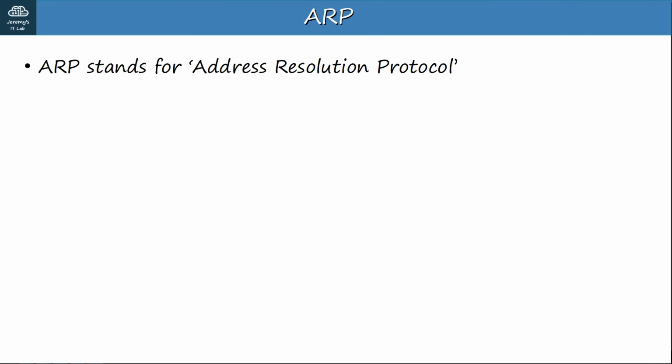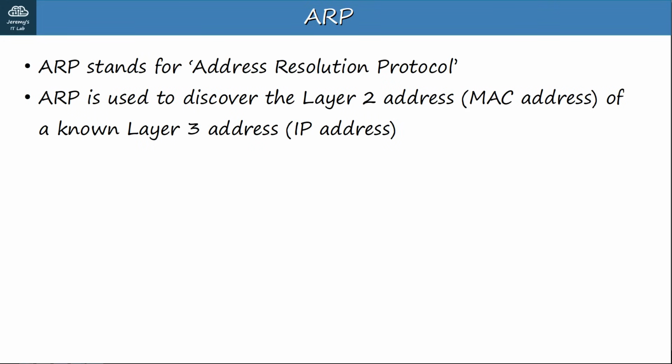Let's take a look at ARP. ARP stands for Address Resolution Protocol. It is used to discover the layer 2 address, meaning the MAC address, of a known layer 3 address, meaning the IP address. For example, in our example here, PC1 knows PC3's layer 3 address, 192.168.1.3, but it doesn't know the layer 2 address, its MAC address yet.